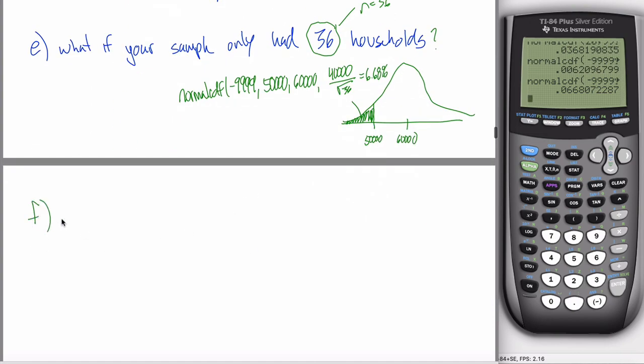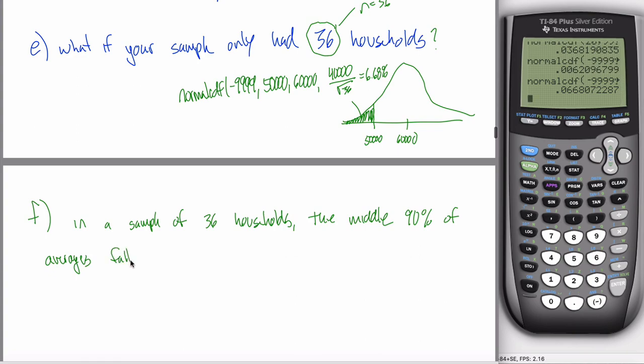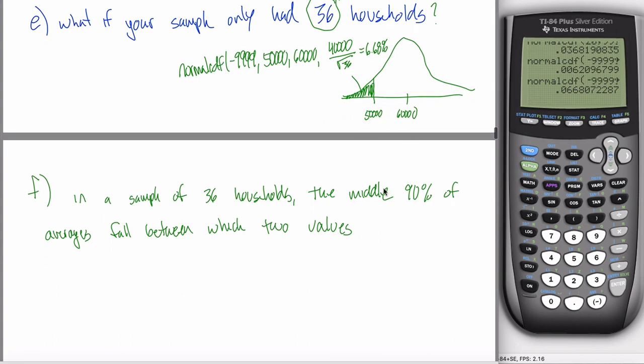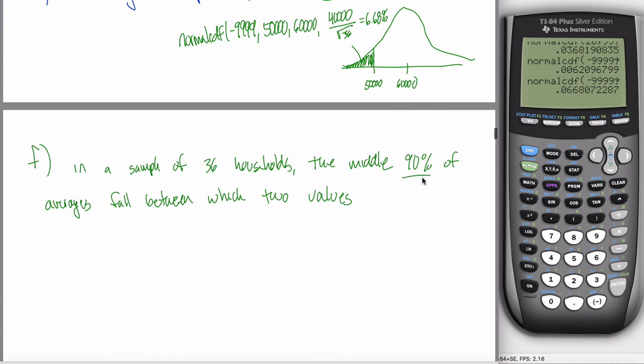What else can we do? I could say, in a sample of 36 households, the middle, I don't know, 90% of averages fall between which two values? What I'm asking you here is to tell me the dollar amounts that the averages would have to be to capture the middle 90% of the data.